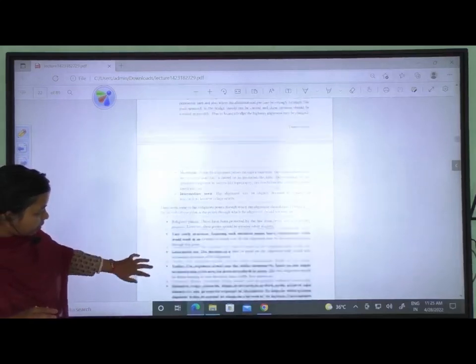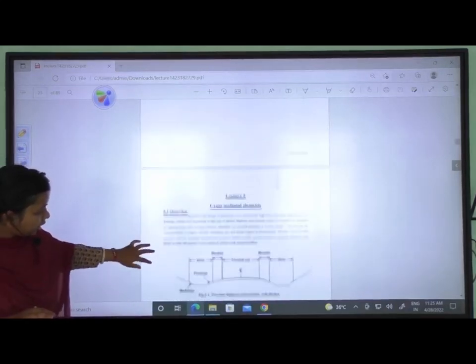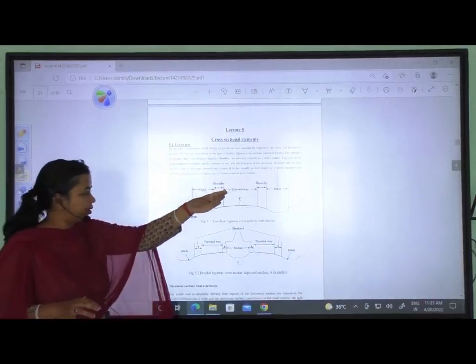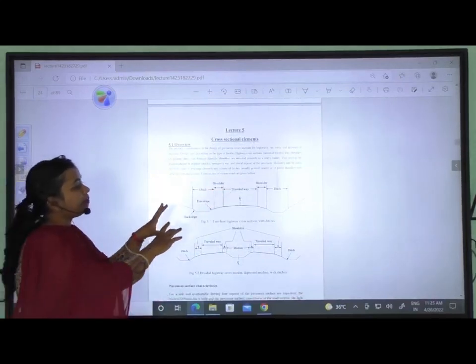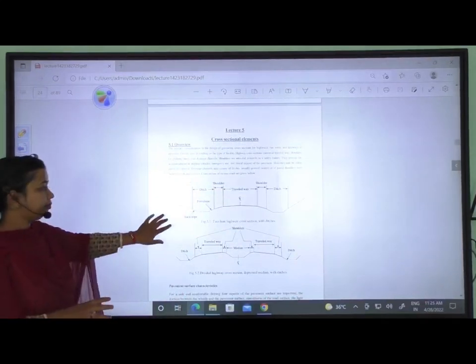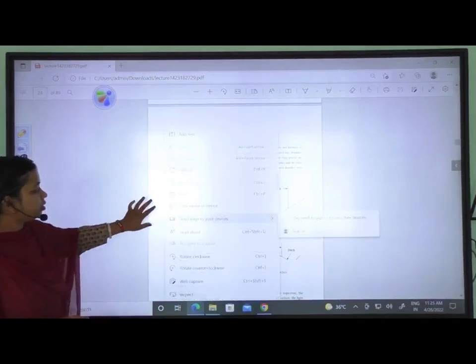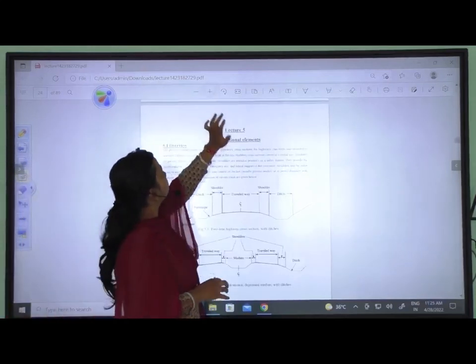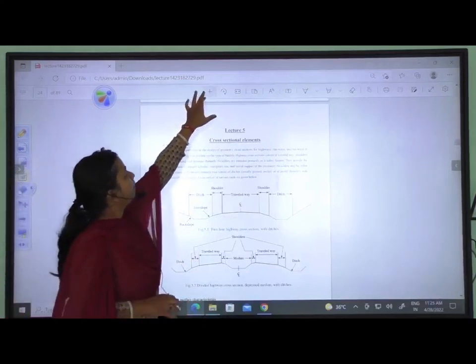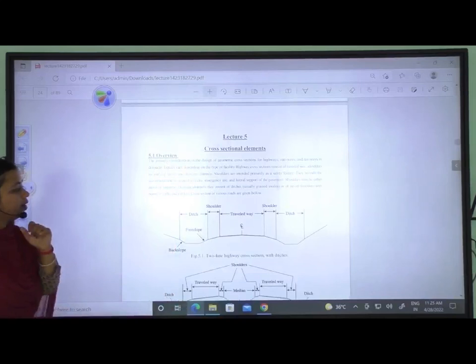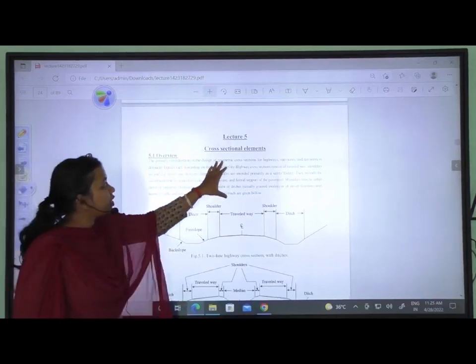I can give you the recommended view. So we can see here, you look at the cross-sectional element. First of all, a pavement is like that portion.